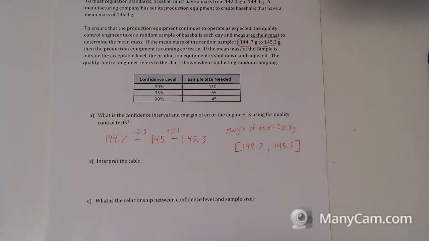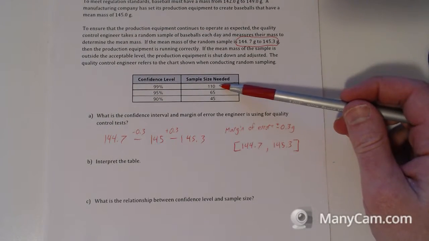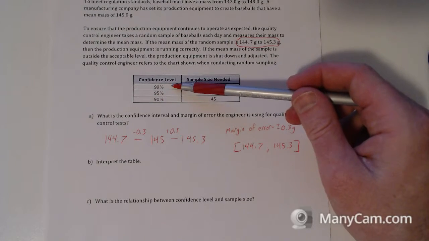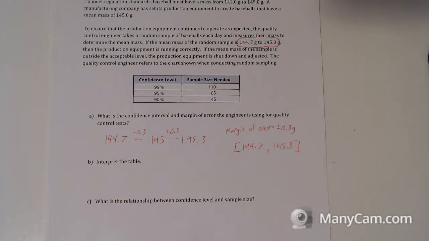Interpret the table. We kind of know what this means. We talked about this already. If he samples 110 of the baseballs, then 99% of the time, so there aren't only 110 baseballs made. We have to think this is a company producing thousands of baseballs. Does it say how long it takes? Maybe in an hour. Let's pretend it takes an hour, and they make 1,000 baseballs an hour.